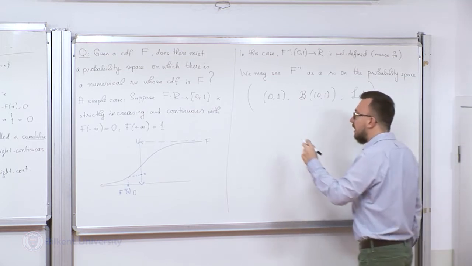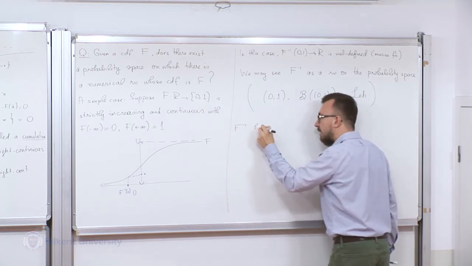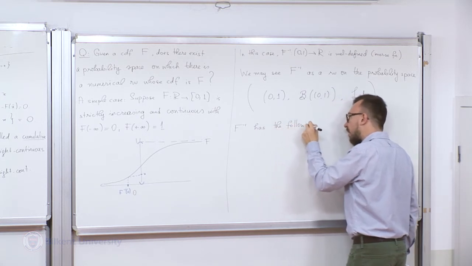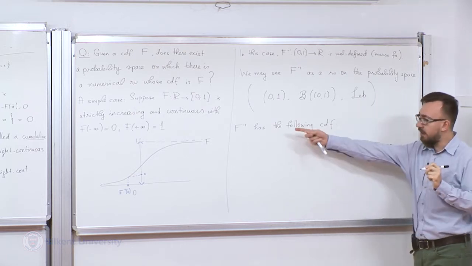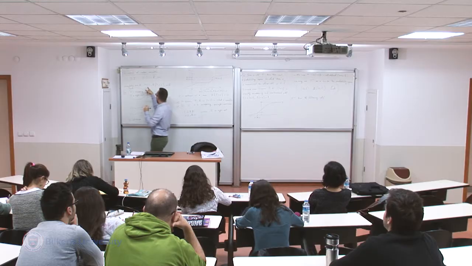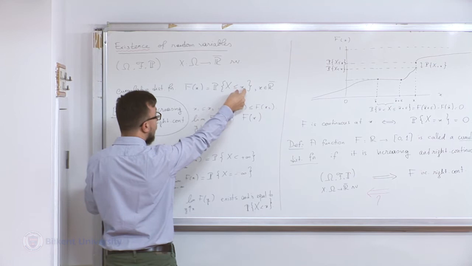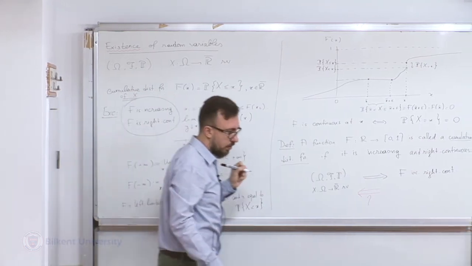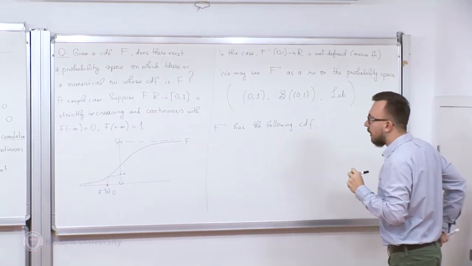Now, this as a random variable has the following CDF. So let's calculate the CDF of f inverse as a random variable. What is the definition of the CDF of a random variable? Well, just look at the probability that that random variable takes a value that is less than some fixed value.